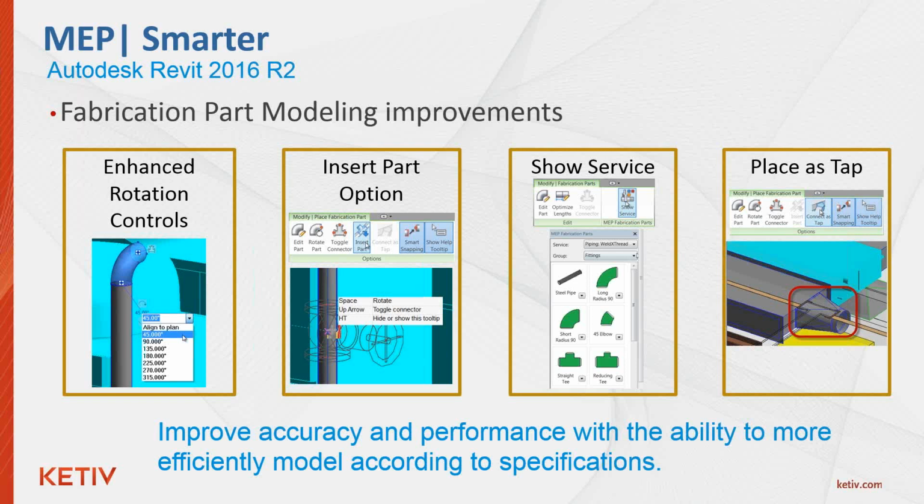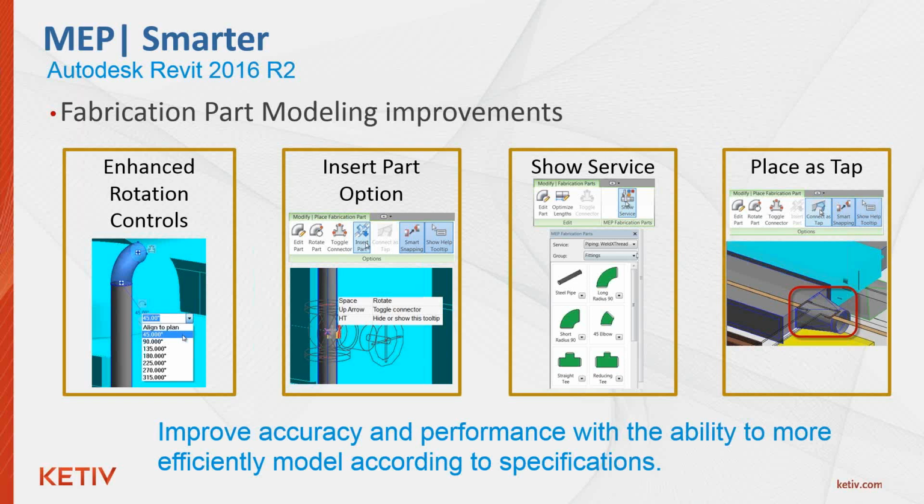Also, the Insert Part command makes it easier to place inline parts, such as valves, dampers, and tees, into existing runs of straight segments. So now you can easily place tees, valves, and dampers into model runs, enabling you to model fabrication level of detail parts more efficiently with the inline part placement tool.